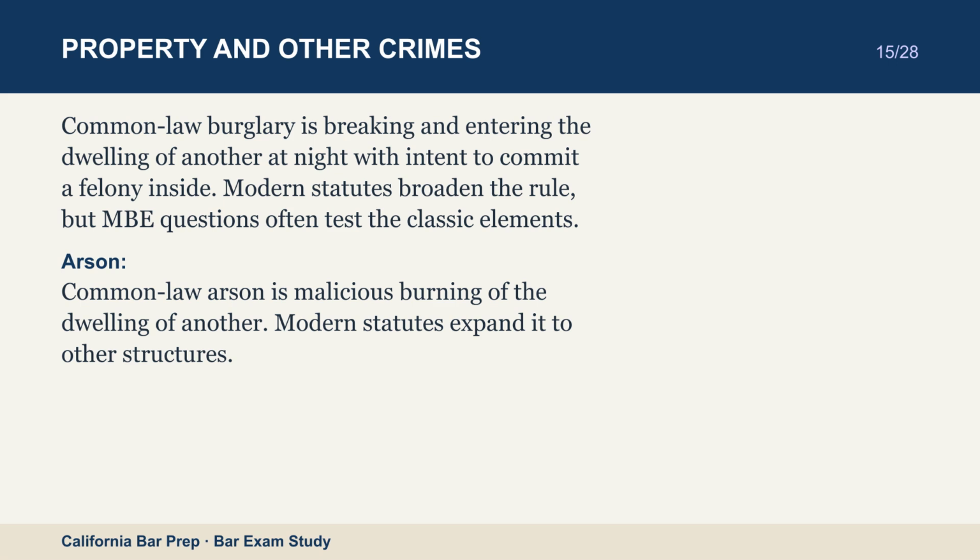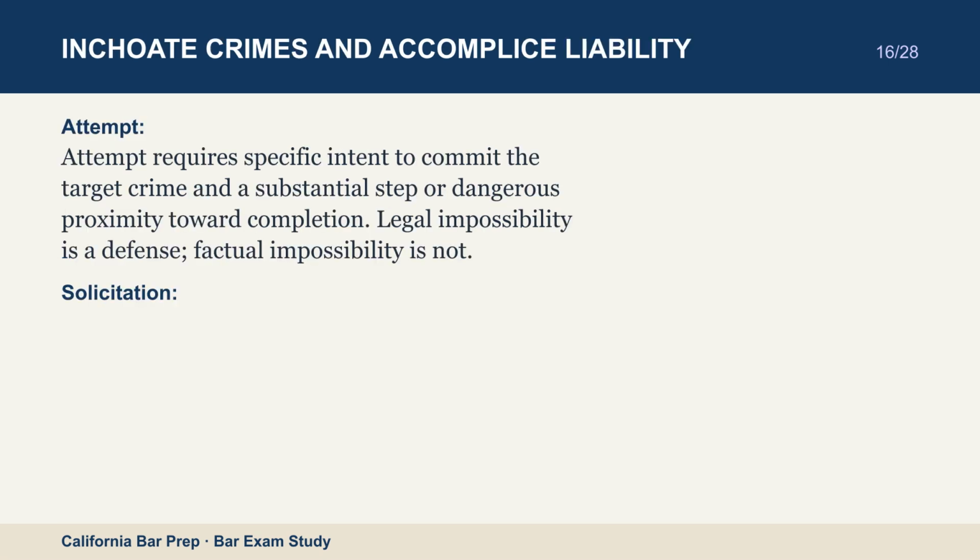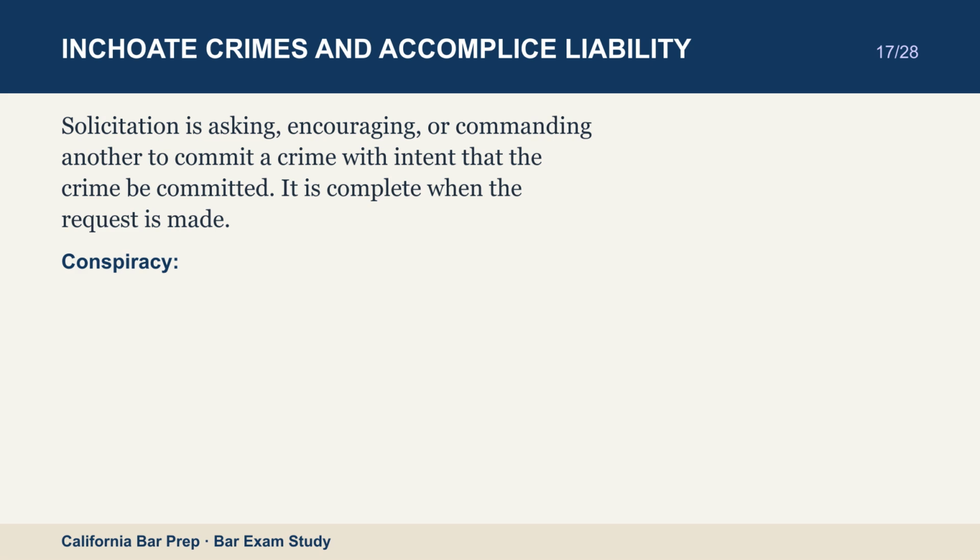Attempt. Attempt requires specific intent to commit the target crime and a substantial step or dangerous proximity toward completion. Legal impossibility is a defense. Factual impossibility is not. Solicitation. Solicitation is asking, encouraging, or commanding another to commit a crime with intent that the crime be committed. It is complete when the request is made.